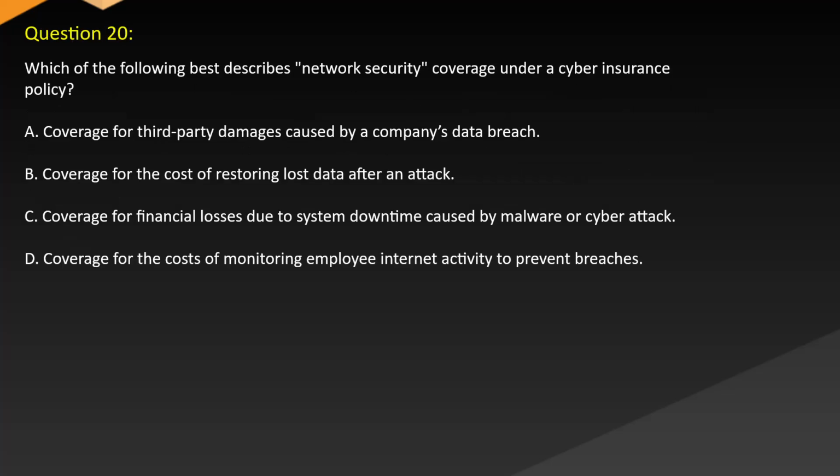Question 20. Which of the following best describes network security coverage under a cyber insurance policy? A. Coverage for third-party damages caused by a company's data breach. B. Coverage for the cost of restoring lost data after an attack. C. Coverage for financial losses due to system downtime caused by malware or cyber attack. D. Coverage for the costs of monitoring employee internet activity to prevent breaches.